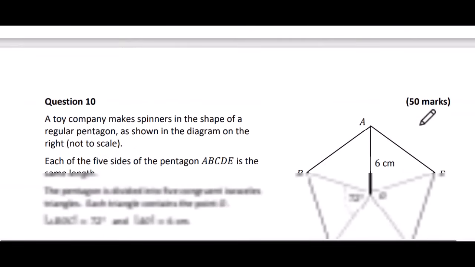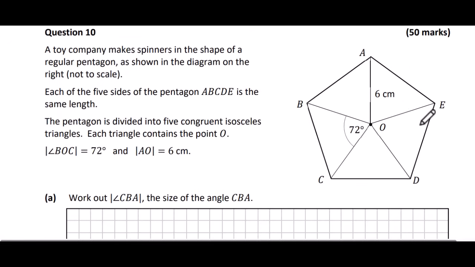Okay, so let's have a look at the last question, question 10. The toy company makes spinners in the shape of a regular pentagon as shown in the diagram on the right, not to scale. Each of the 5 sides of the pentagon A, B, C, D, E is the same length. The pentagon is divided into 5 congruent isosceles triangles. Each triangle contains the point O. The angle BOC is 72 and OA is 6.